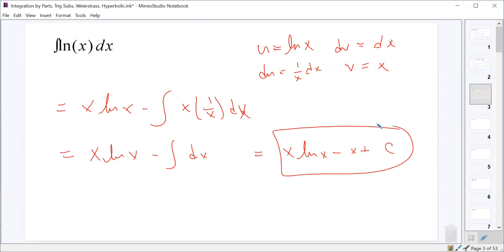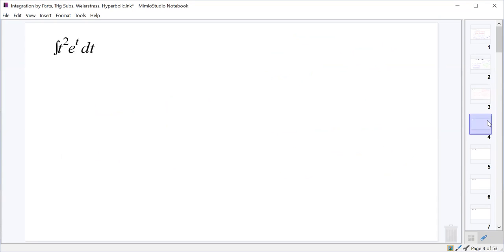Any questions on that? Everyone's all right with that? Cool. Let's try another one. We've got t squared e to the t that we want to integrate. Any thoughts on what should be u and what should be dv?